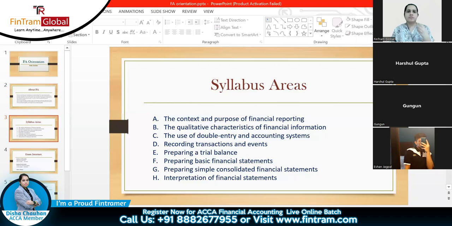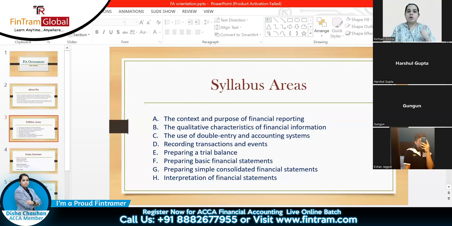IFRS ka brief touch upon hai ki IFRS mein kaun kaun si committees hain, kaise banta hai, all of that. Kya duties hai, responsibilities hai unki, jo ki charged hai with governance. So ye sari cheeze are covered in this syllabus area. Then you move on to the next syllabus area, which is the qualitative characteristics of financial information. So here, of course, you will learn about the various qualitative and enhancing characteristics of your financial information. Nothing to elaborate, very simple.